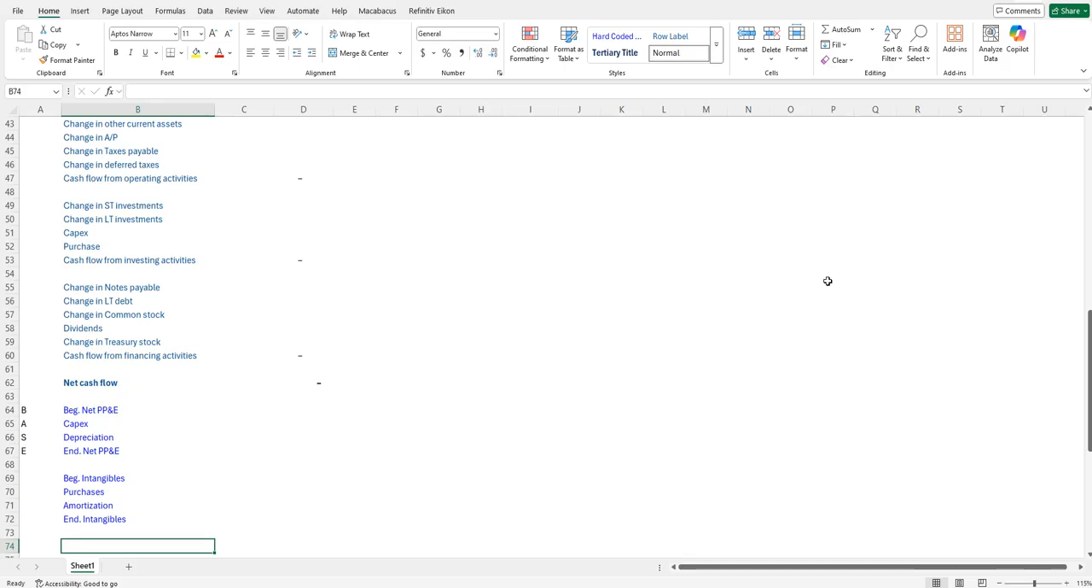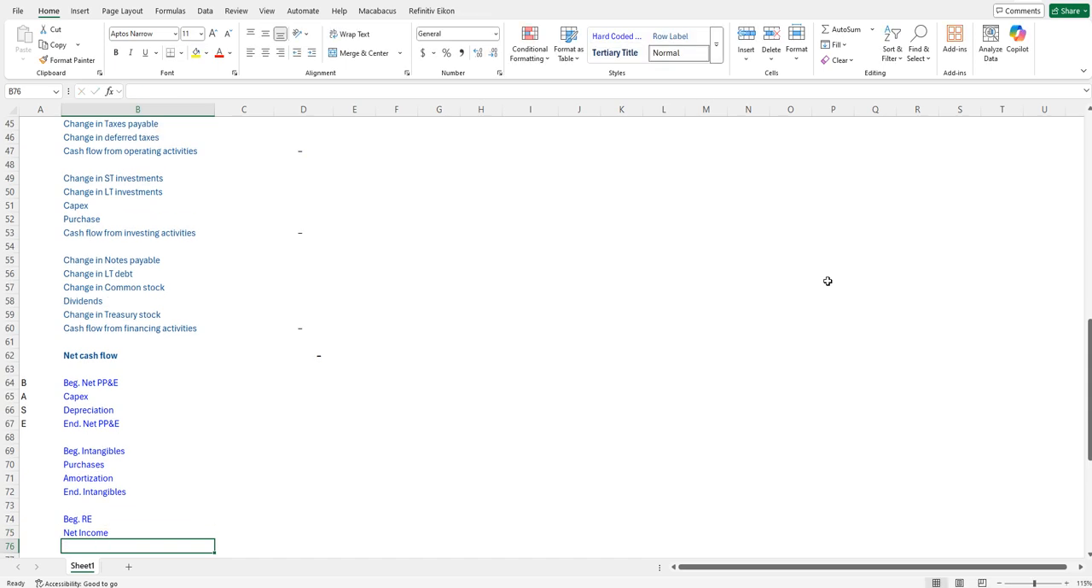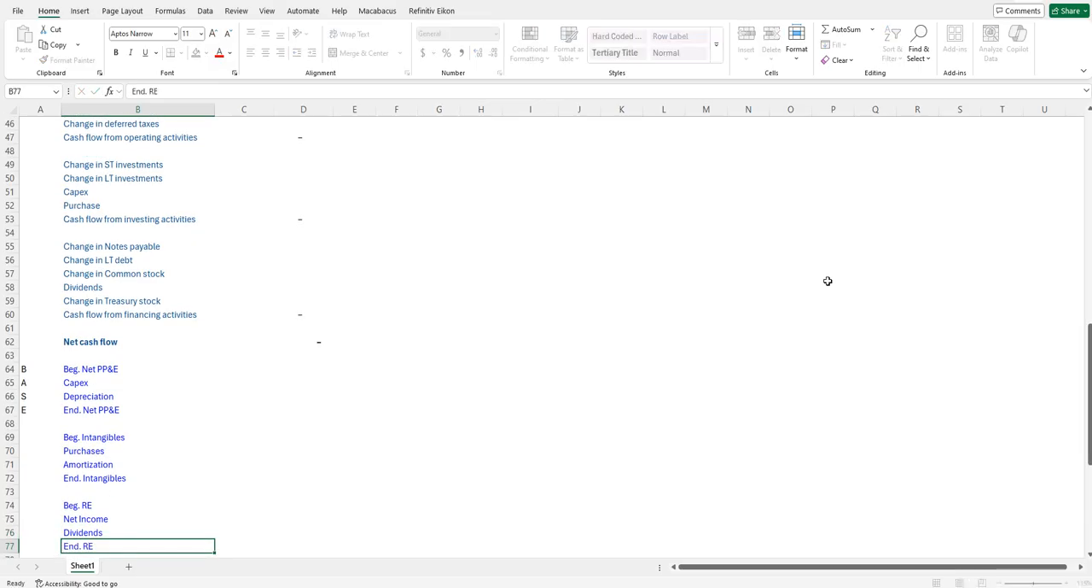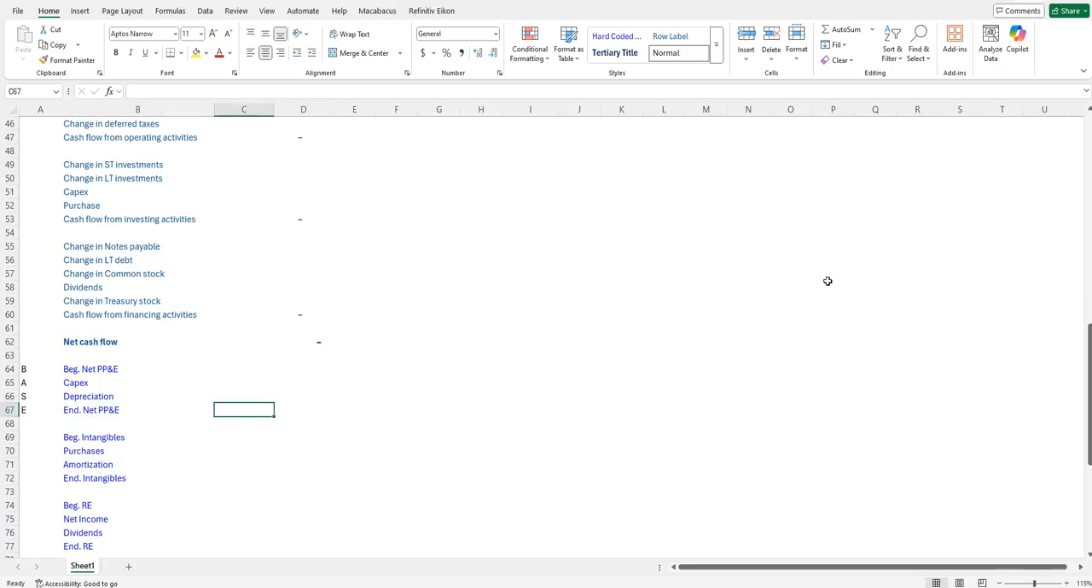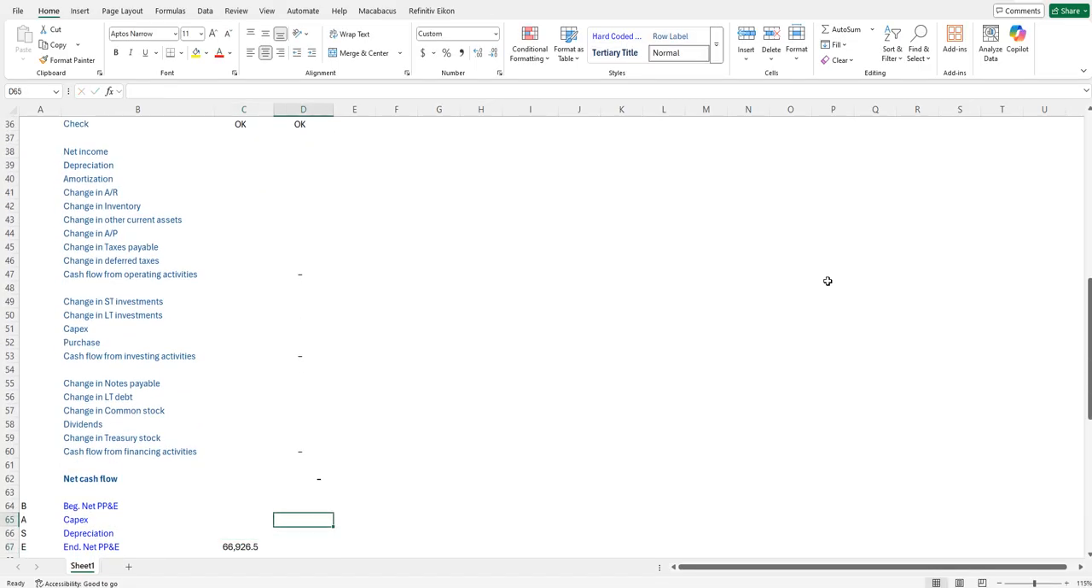Okay, and the last one is the dividends, by using the retained earnings. So we say beginning retained earnings, add back the net income, right, and then subtract the dividend, and then the ending retained earnings. Now, do remember this: your current year's beginning balance of net PP&E should be the previous year's ending balance. So let's say the previous year's ending net PP&E is here, and that should be the current year's beginning balance of net PP&E.